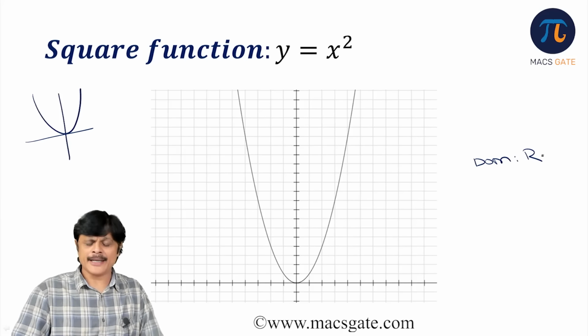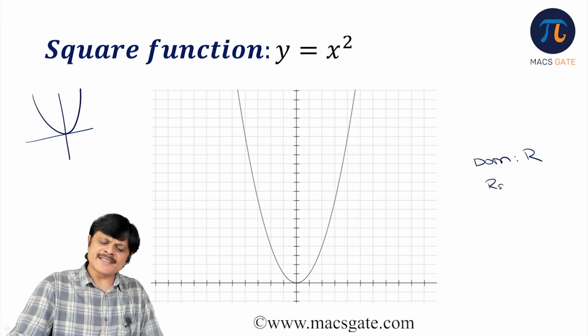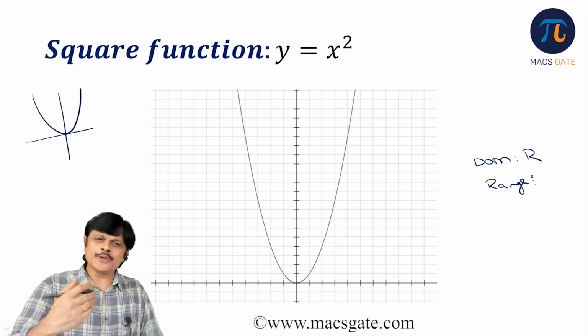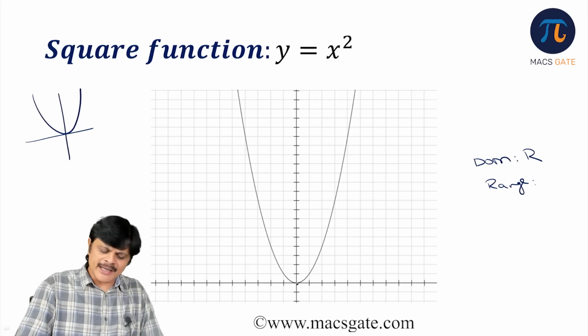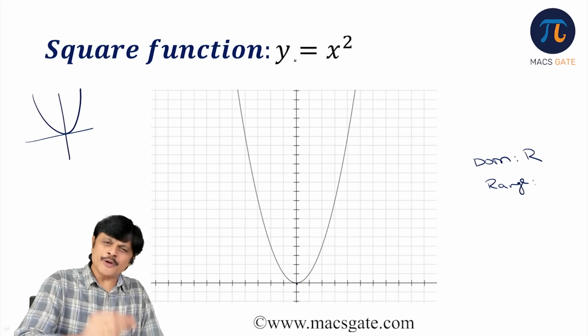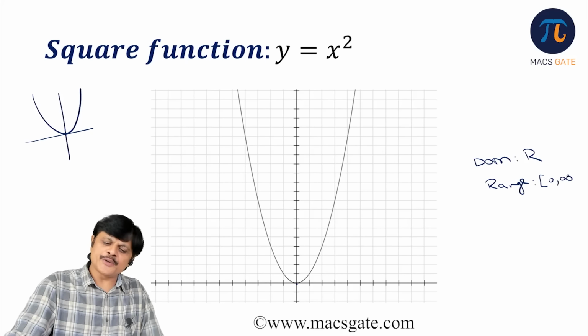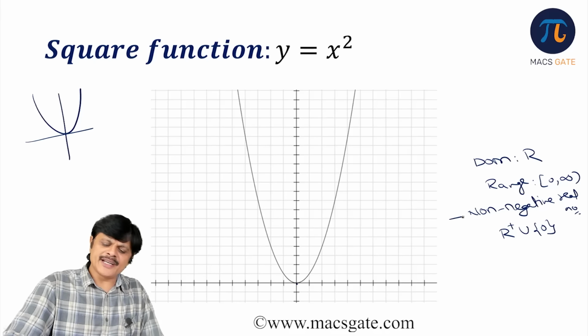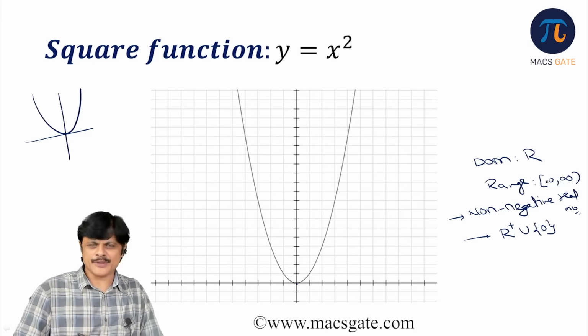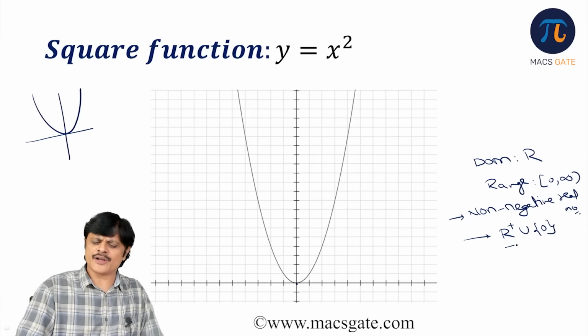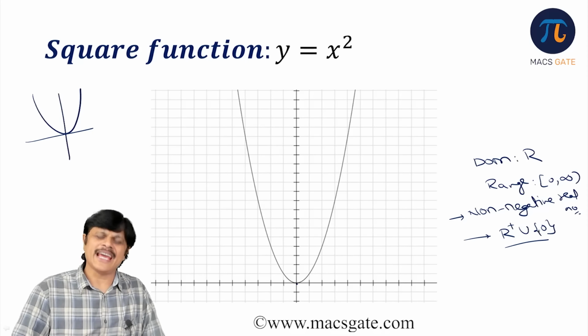But for the range, there is no graph below the x-axis. That is, it takes only values of y from 0 to infinity. So the range is 0 to infinity. We call it non-negative real numbers. Actually, we can also write it as R plus union 0. There are different ways of representing the range, sir. This 0 to infinity can be written like this or like this. Different ways we can express this.